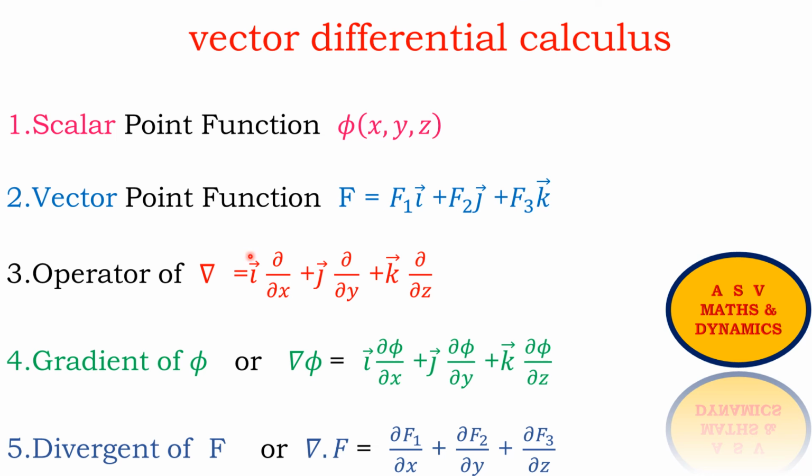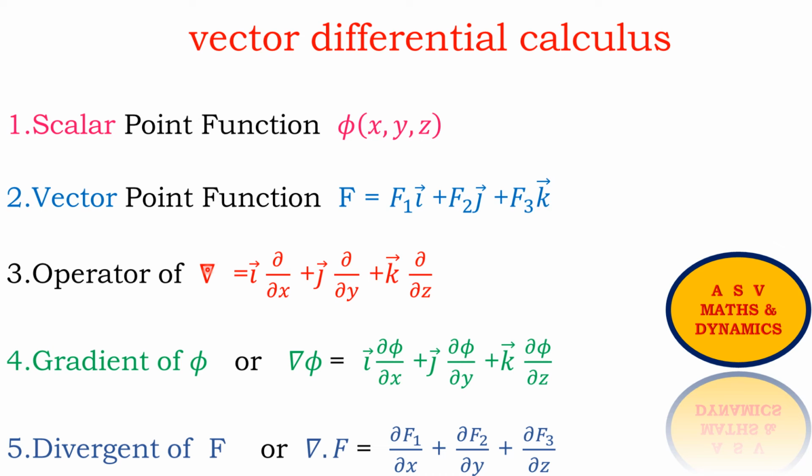So, vector differential calculus once again. Scalar point function means it is related to pi. Vector point function means it is related to f. It is f1 i plus f2 j plus f3 k. Using the scalar and vector, how can we use the values? It is one of the operators. Already you know the symbol. Del means i into dou by dou x plus j into dou by dou y plus k into dou by dou z. This is the value of del.